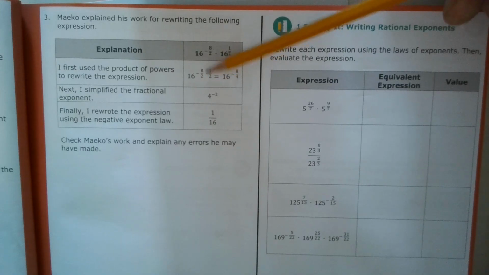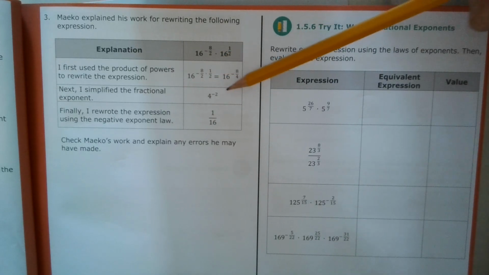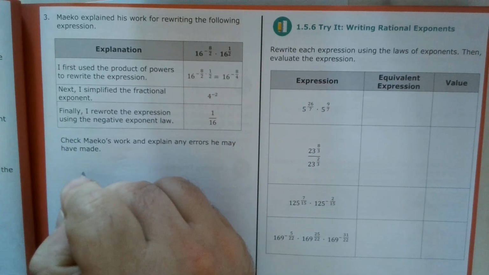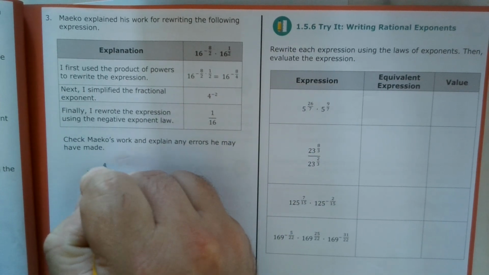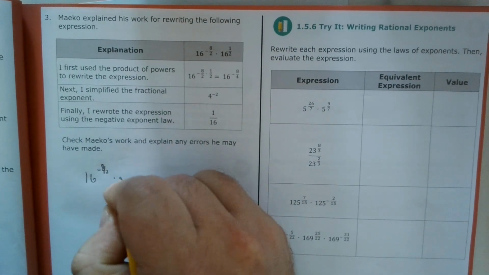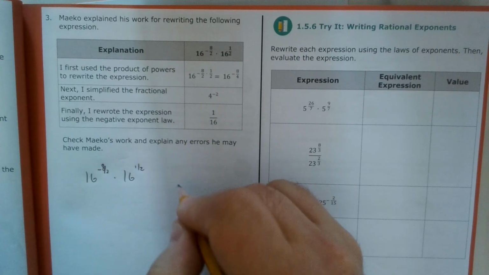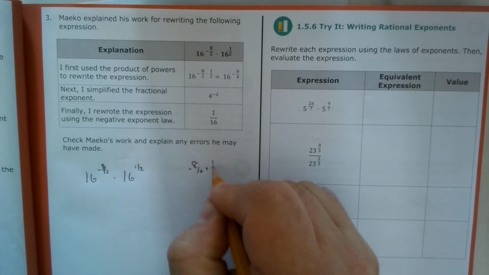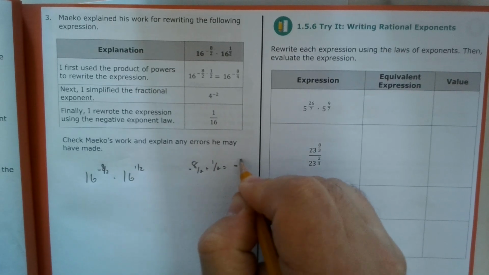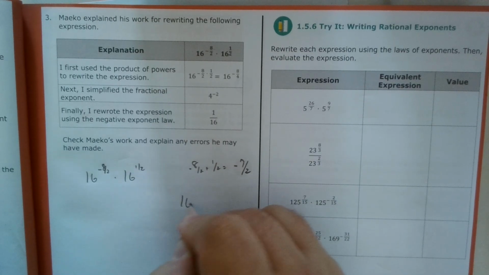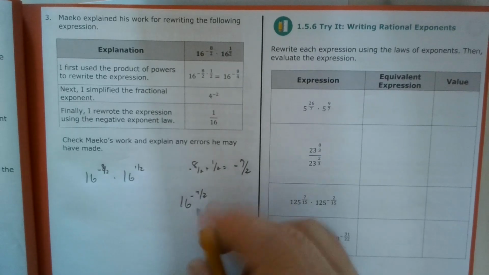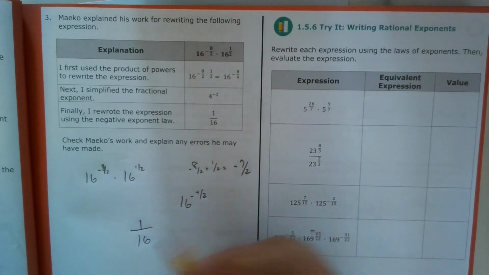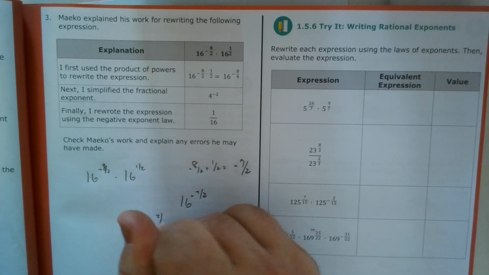So he multiplied them. So yeah, so this would be like 16 negative 8 halves, 16 1/2. So that's negative 7 halves. So you end up with 16 to negative 7 halves. So we flip it. So it's 1 over 16 to the 2 over 7.